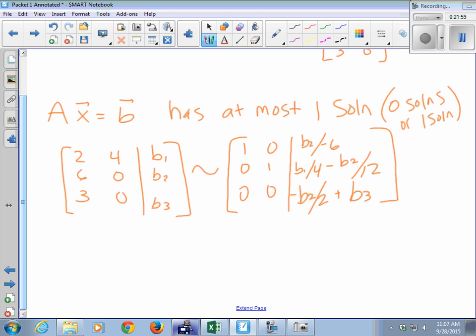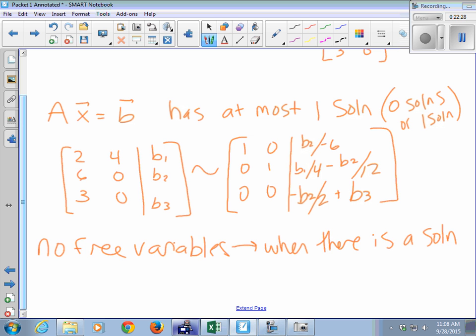But when there's a solution, it is unique, because we know that x1 would be B2 over negative 6, and x2 would be B1 over 4 minus B2 over 12. So it's unique, exactly one solution. When there's a solution, it is unique. So no free variables. This tells us that when there's a solution, it is unique. That means T is 1-to-1.